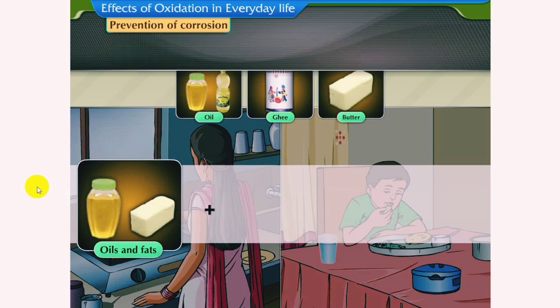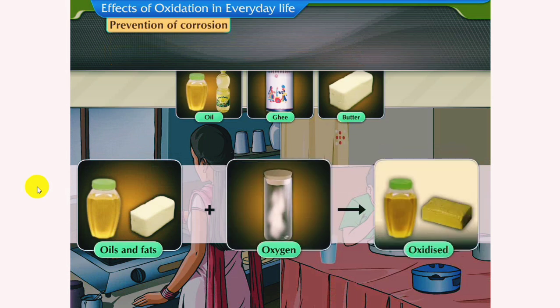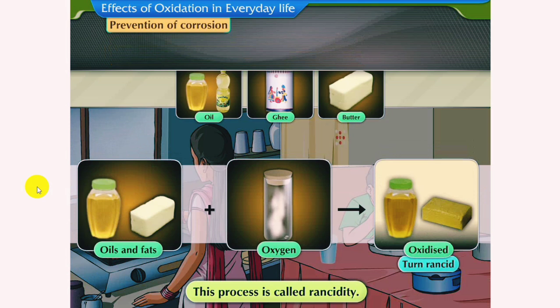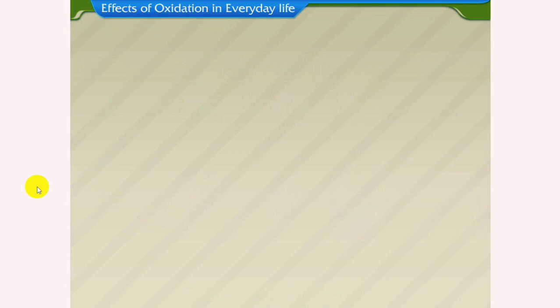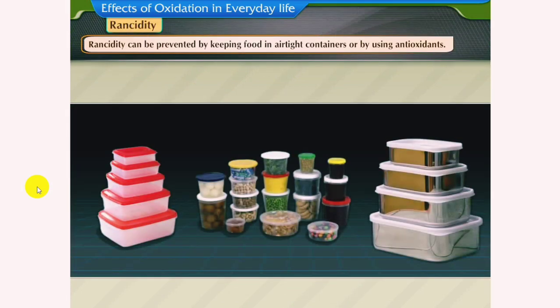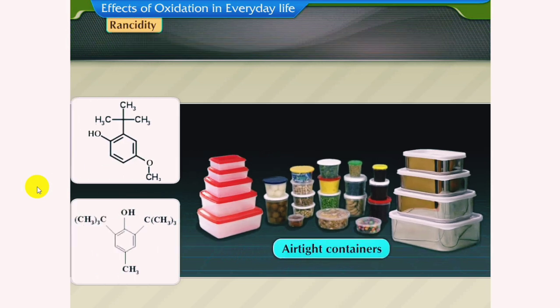Oils and fats react with oxygen and become oxidized or turn rancid. This process is called rancidity. Rancidity can be prevented by keeping food in airtight containers or by using antioxidants.